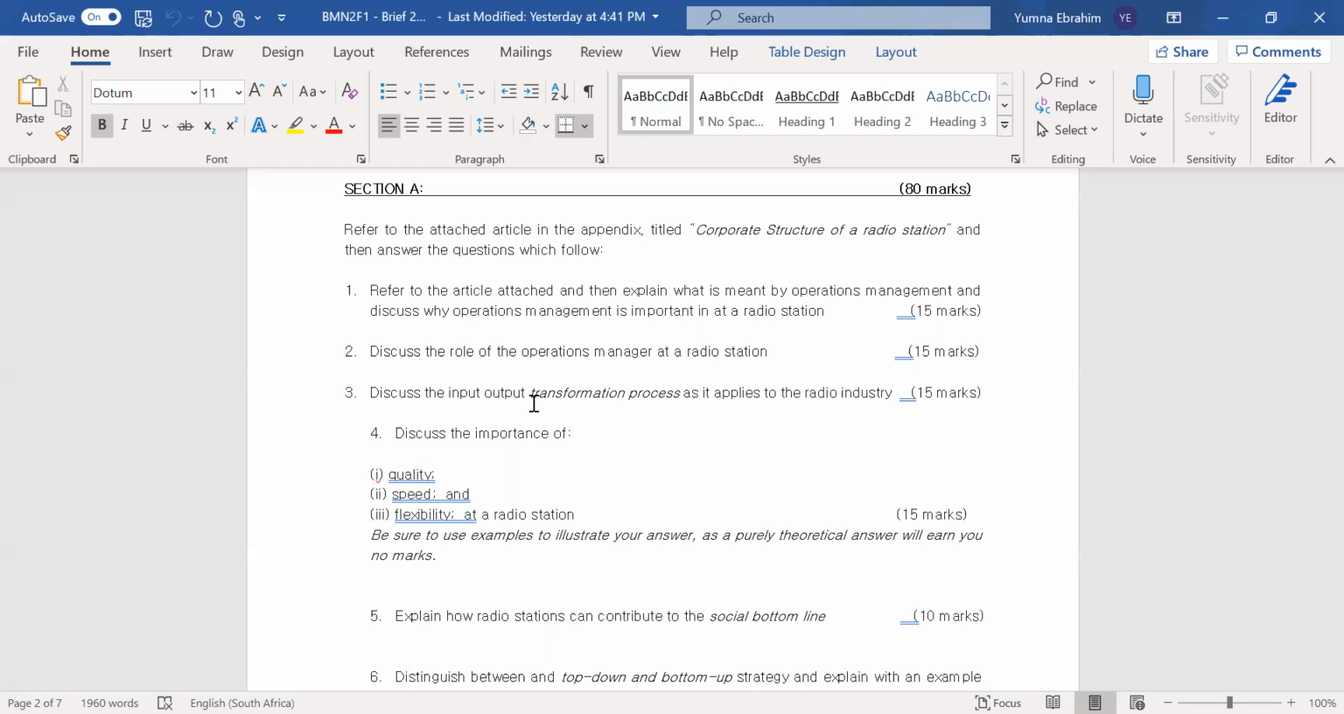Okay, so now what we have to do is explain the importance of quality, speed, and flexibility to a radio station. Once again, don't just tell me quality is this, speed is that, and flexibility is that. Say to me, in a radio station, quality is important, for example sound quality. There's nothing worse than listening to a radio station and it's crackling or it's too soft, or there's background noise.